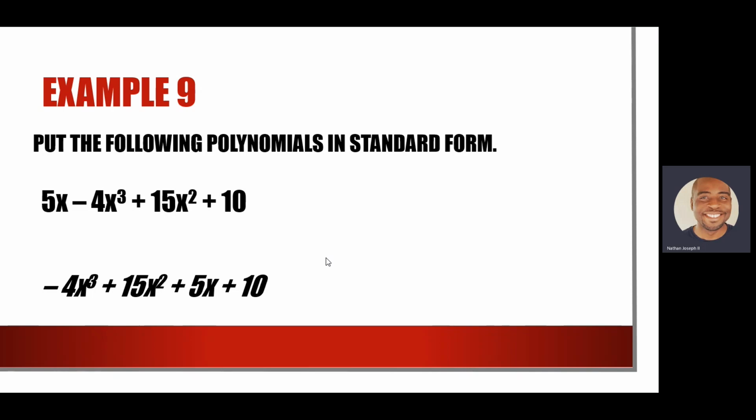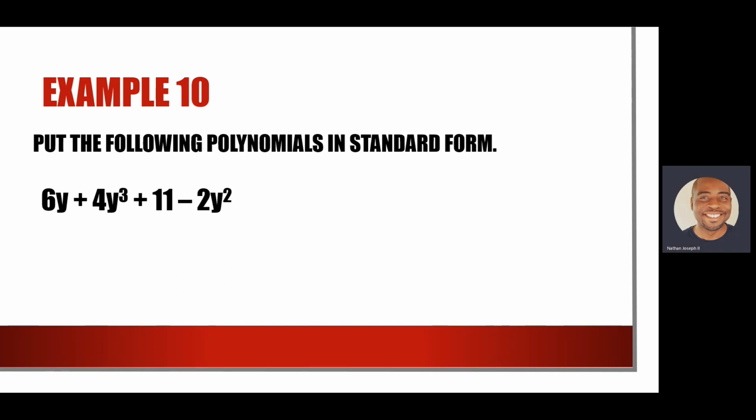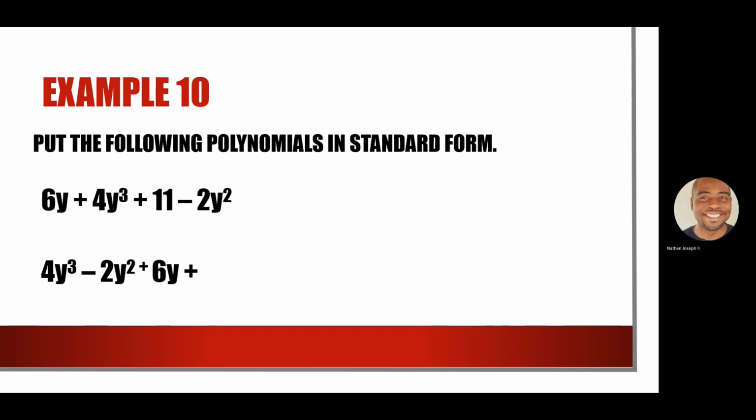All right, let's discuss. Oops. Looking at 6y plus 4y cubed plus 11 minus 2y. The first term should be 4y cubed minus 2y squared plus 6y plus 11. My apologies. I thought that I put the next example up, but I did not.